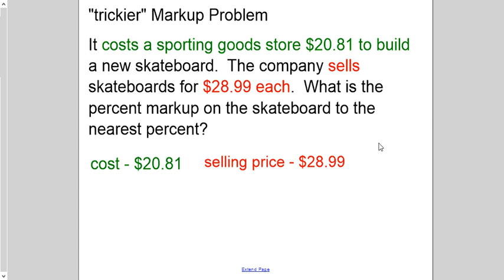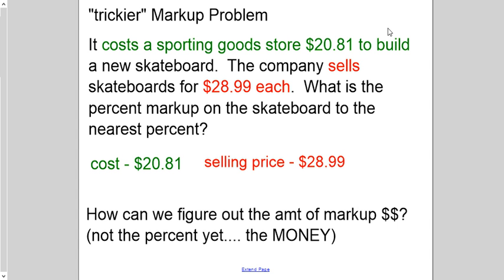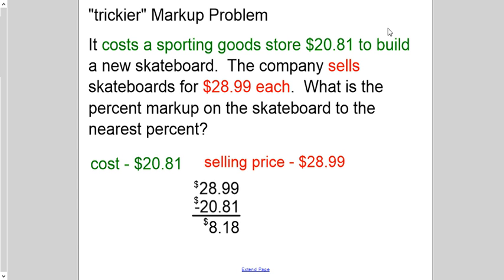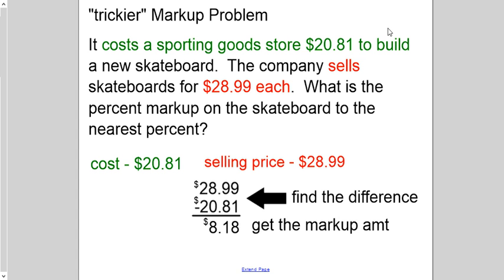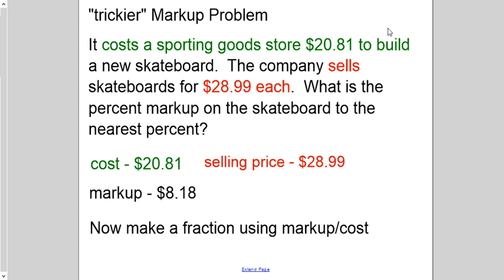If you remember last time we said the cost plus the markup became the selling price. So we have this part right here, and we have the cost right here. We just need to figure out the markup, and then we could work backwards to find the percent. How can we find the amount of markup? Basically, just subtract the selling price and the cost. It's an $8.18 difference. And then we take that difference, the $8.18, and we just put it right over the original cost.